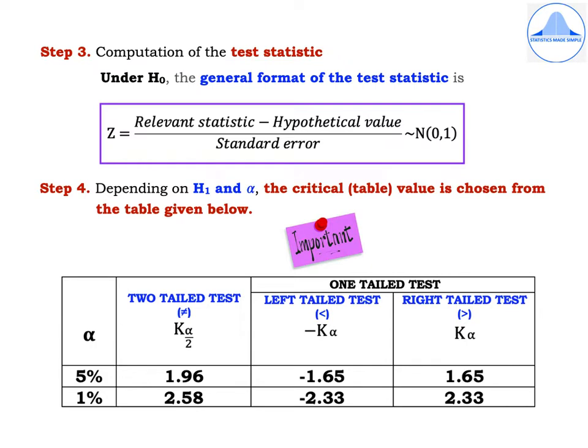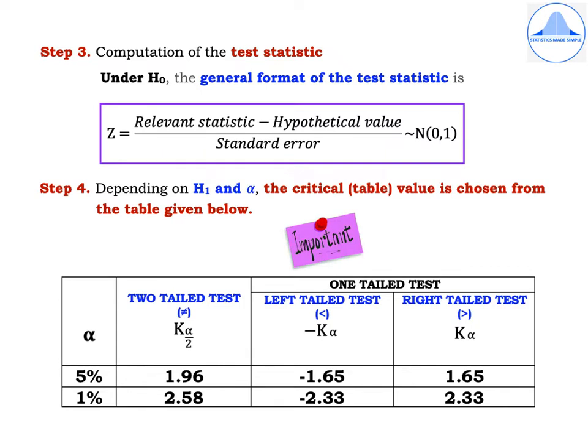You know that one-tailed tests are of two types, that is a left-tailed test and the right-tailed test. And for a left-tailed test, the alternative will have the less than symbol, and for a right-tailed test, the alternative will have the greater than symbol. And the critical value for the left-tailed test is minus k alpha, whereas for a right-tailed test, the critical value is denoted by k alpha.